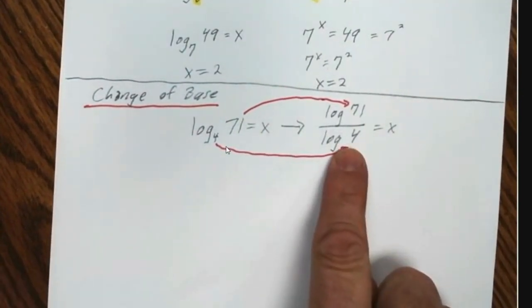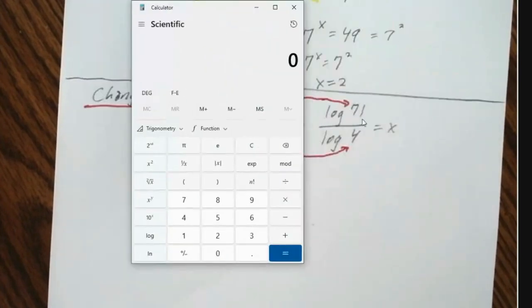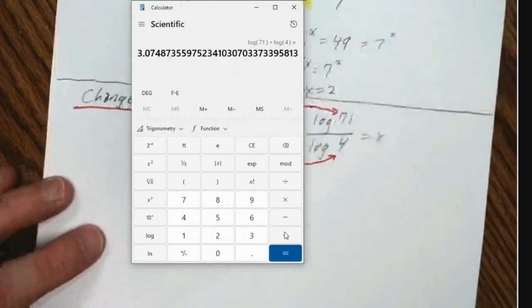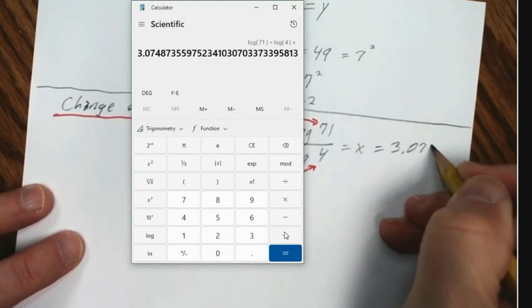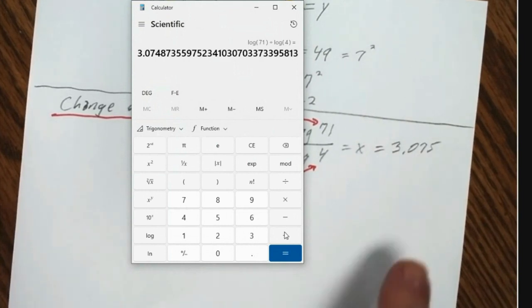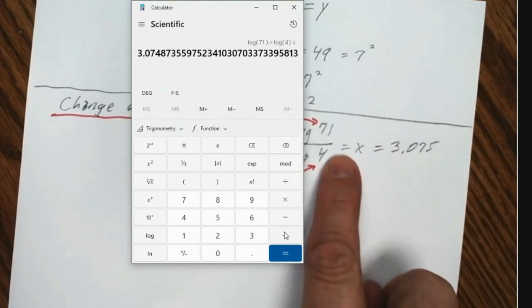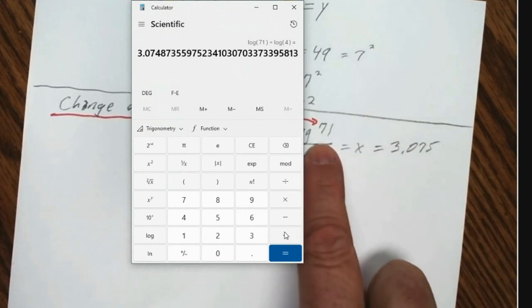This we can do in a calculator. Let's put our calculator up here. So log 71 divided by log 4. So 71 log, which is 1.8512583, divided by 4 log. Okay, so this equals 3.075. We'll go 3 decimals because the 4 would round up. 3.075. So 4 to the power of 3.075. Because we know 4 to the third power, 4 times 4 times 4 is 64. So that'd be close.